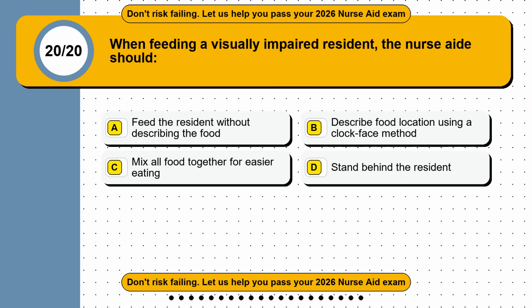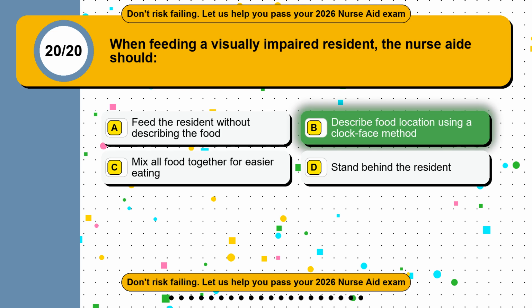Question 20. When feeding a visually impaired resident, the nurse aide should: option A, feed the resident without describing the food. Option B, describe food location using a clock face method. Option C, mix all food together for easier eating. Option D, stand behind the resident. The correct answer is option B, describe food location using a clock face method.